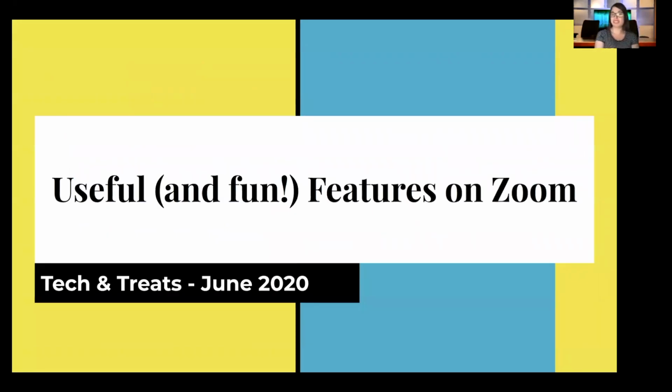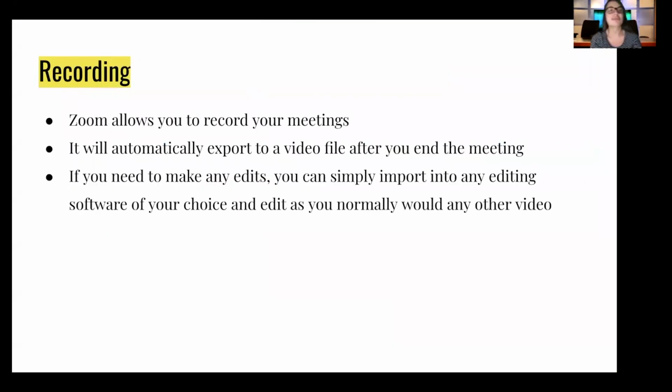All right, so some useful and fun features on Zoom. Recording. This is the biggest one. Zoom allows you to record your meetings depending on what type of account you have, what type of meeting you're in. Sometimes the host might have to give you permission to do that, or if you launch your own meeting, you can just do it yourself. The best part is it will automatically export to a video file after you end the meeting. As soon as you click end meeting, it'll already start downloading that video for you, and then it'll direct you right to the folder it's in so you can access it.